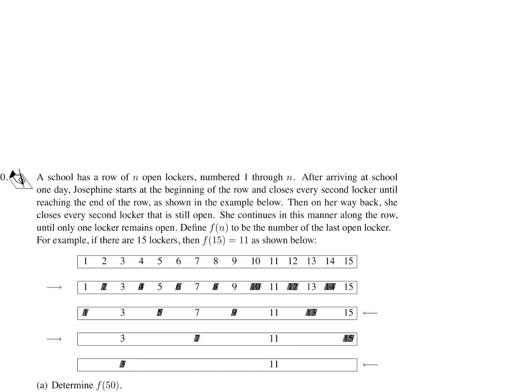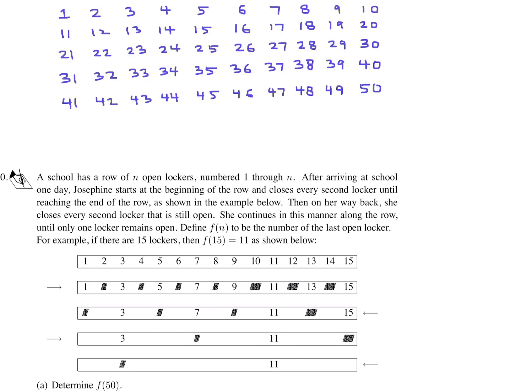So since F at 50 is not too large of a number, we can write out all the numbers from 1 to 50 pretty quickly and then just do this manually. Okay, let's start our system here. We've got to close every second locker, correct? Every second locker until reaching the end of the row. Okay, so here we go.